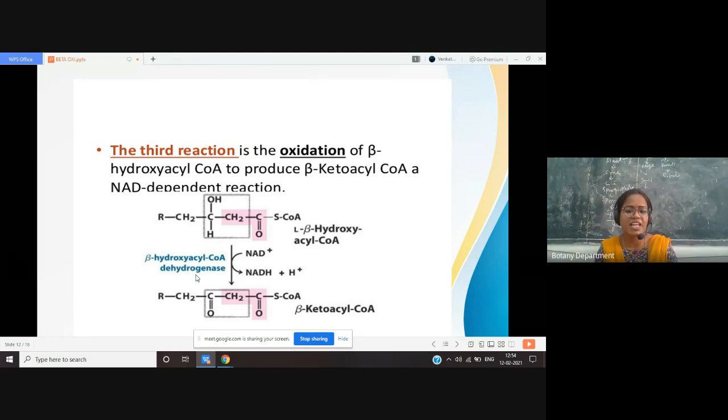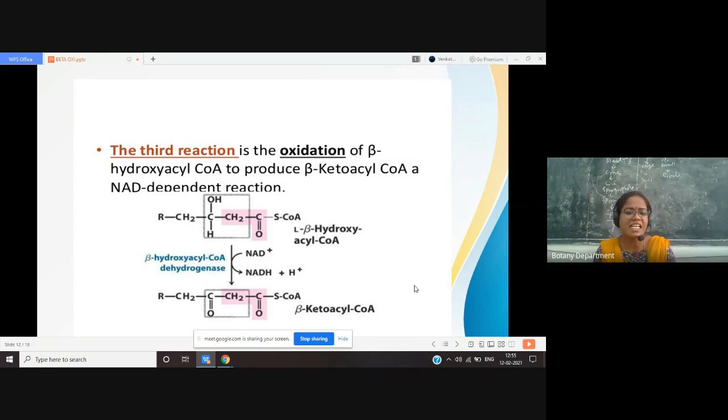Can you see the changes? How our hydroxy group, that means OH group, is converted to keto group. C double bond O is a keto group. Hydroxy group means COH. So that's why the name is changed. Here in the beta hydroxy acyl CoA, a hydroxy group is present, but in the beta keto acyl CoA, a ketone group is present. Ketone functional group is C double bond O. Hydroxy functional group is COH.